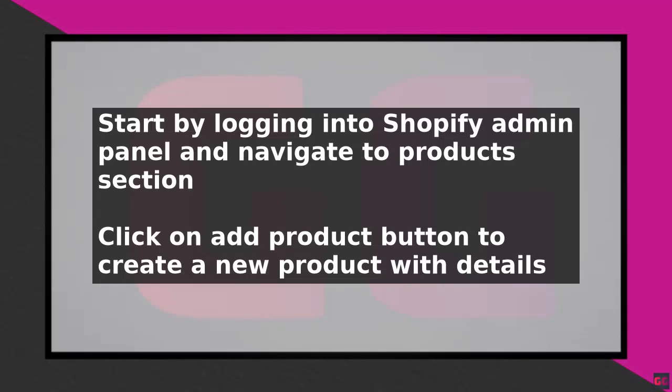To add a product to a page in Shopify, start by logging into your Shopify admin panel and navigate to the Products section. Click on the Add Product button to create a new product. Enter the product title, description, and other relevant details such as price, weight, and vendor.